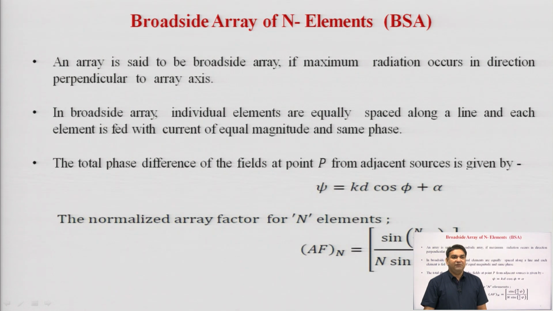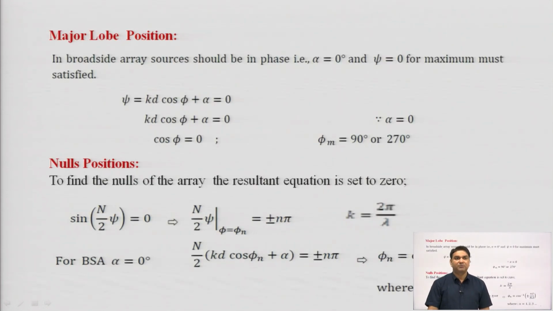So, the normalized array factor for n elements is given as sin(nψ/2) upon n sin(ψ/2). Major lobe directions: as I have already told you, when we put a simplest kind of antenna array system, the major lobe directions will remain the same. For the broadside array case, the maxima will always lie in the perpendicular direction, because this is the basic property of a broadside array.